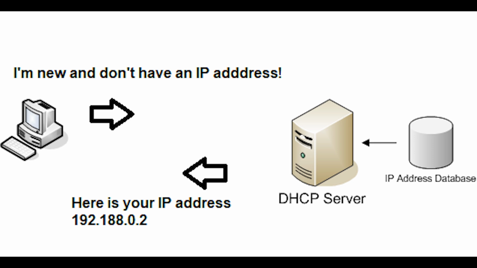DHCP can also be configured for exclusions, also known as IP exclusions. An exclusion range is a pool of IP addresses in the scope that is excluded from being leased.